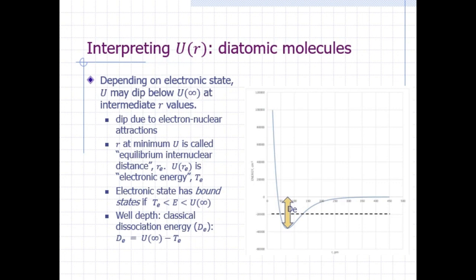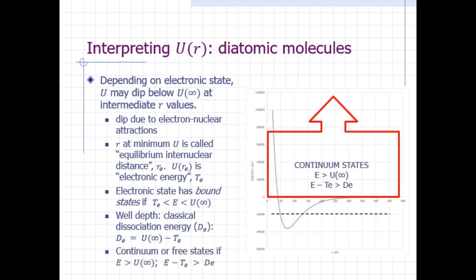If the difference between the total energy and T sub E is equal to D sub E, then the atoms have just enough energy to move as far apart as they can. If the difference between the total energy and T sub E is larger than D sub E, then the atoms have more than enough energy to separate. The wave function for nuclear motion is not normalizable. Energy is not quantized. And the states are called continuum or free states.